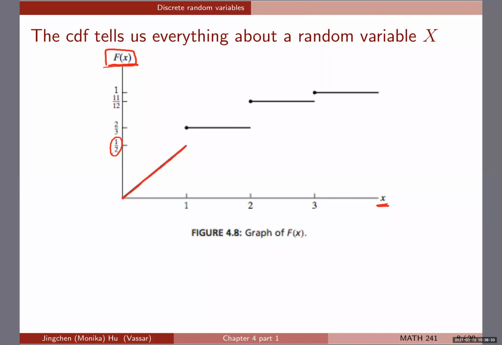Then from there on, notice we have a dot over here, and then it's a flat line between 1 and 2. It's always at 2 over 3. And then once x reaches 2, there's a jump again, and it's flat up to x equals 3, always at 11 over 12. And then lastly, if x is greater than or equal to 3, it's a flat line that just keeps going, and it's at 1.